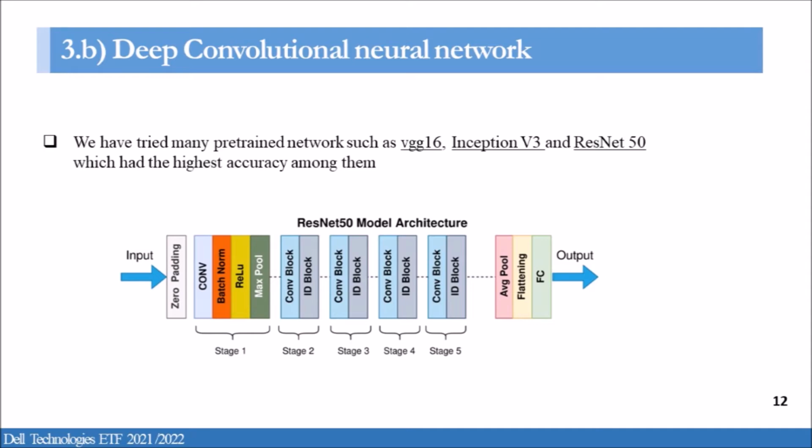We chose to use a pre-trained network, using pre-trained weights and adding a new fully connected layer to fit our model. After trying many pre-trained networks, and according to the accuracies we got, we selected ResNet 50. And here is the architecture of this network.